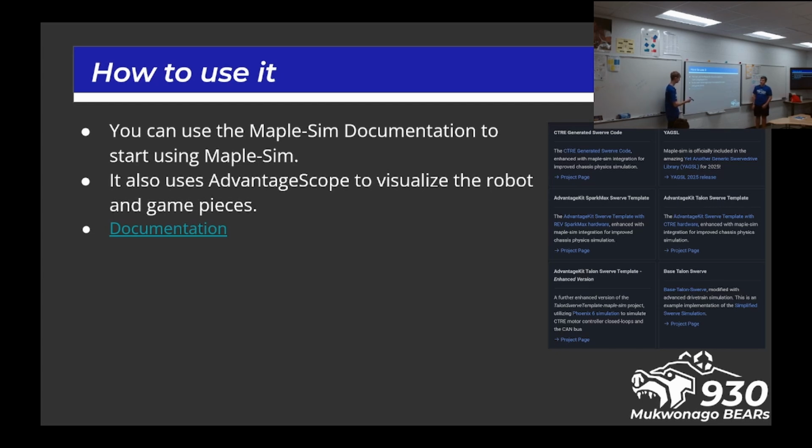You can use MapleSim documentation to start using MapleSim. It also uses AdvantageScope to visualize the robot and game pieces. So we'll first look through our code.